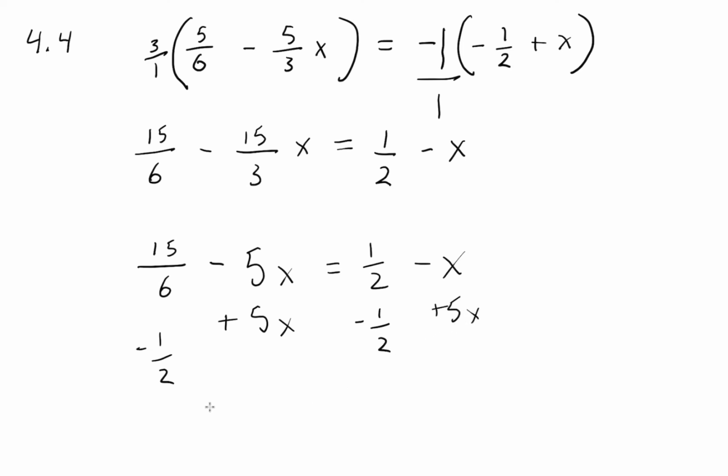So that gives us, let's see, 15 over 6 minus 3 over 6. So 15 minus 3 is 12 over 6 equals 4x. 12 over 6 is 2. So let's go over here and say 2 equals 4x. So we divide both sides by 4. Then x is equal to half. And that's our final answer.